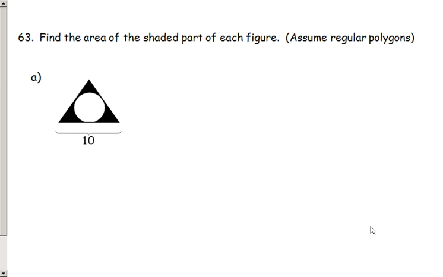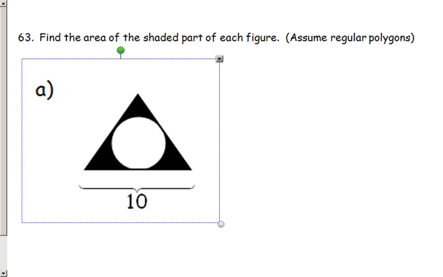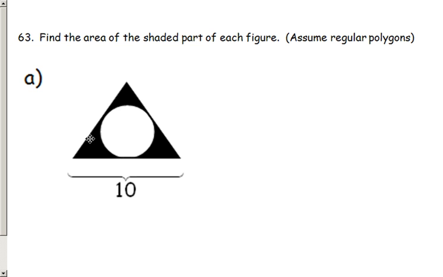This is problem number 63. We're going to go through A, B, and C. These are your typical area problems, finding the area of a shaded region. And these can be kind of difficult, but really not too crazy hard. So we're going to make this really big so it's going to be easy to see what we're doing here.